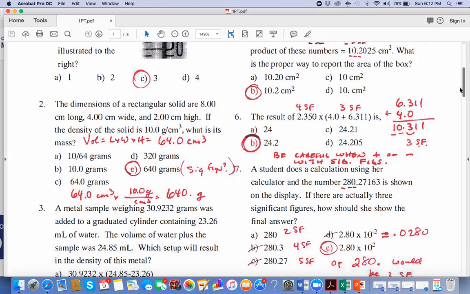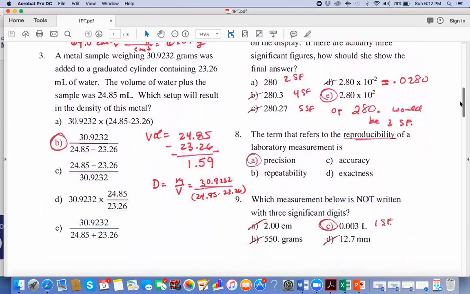We take a look at number 3. It says a metal sample weighing 30.9232 grams was added to a graduated cylinder containing 23.26 milliliters of water. The volume of water plus the sample was 24.85 milliliters. So which setup will result in the density of this metal?